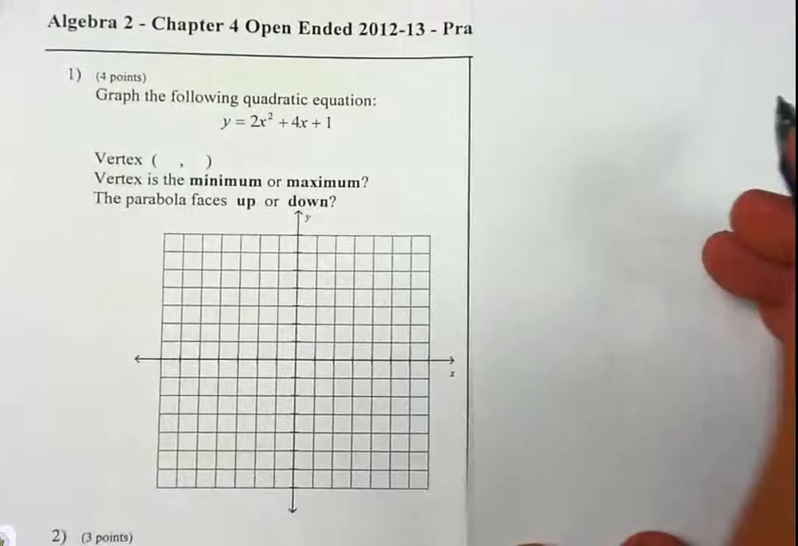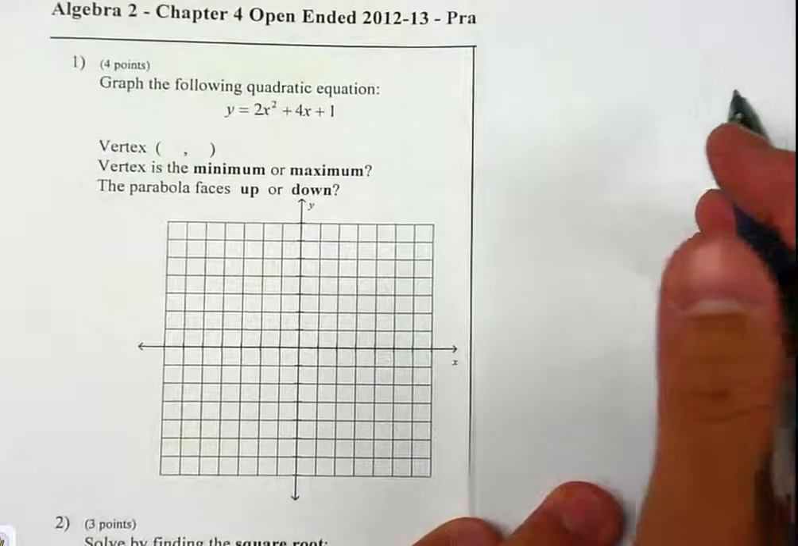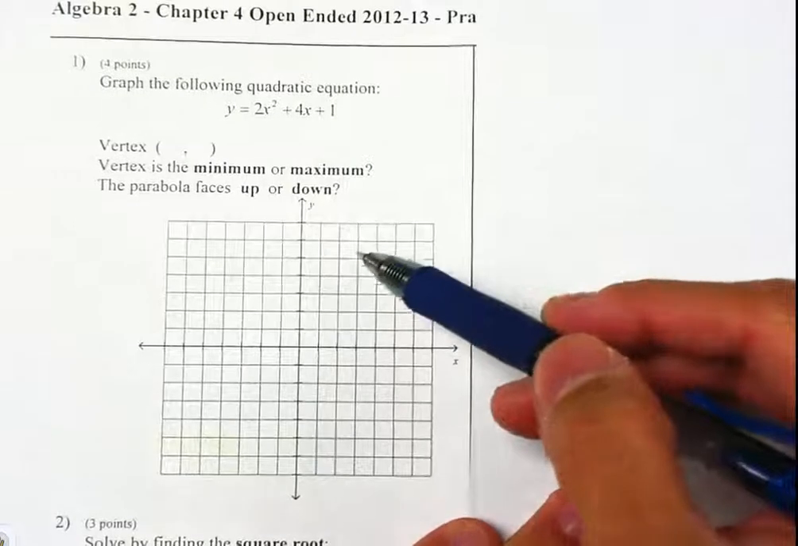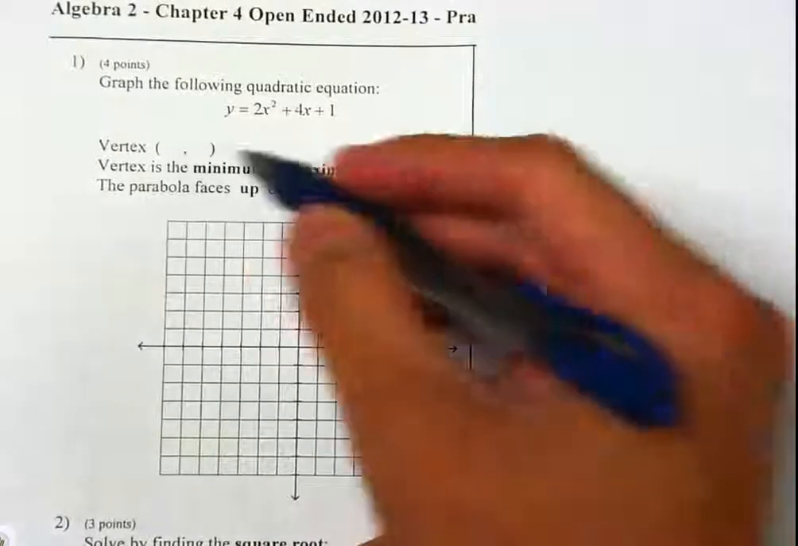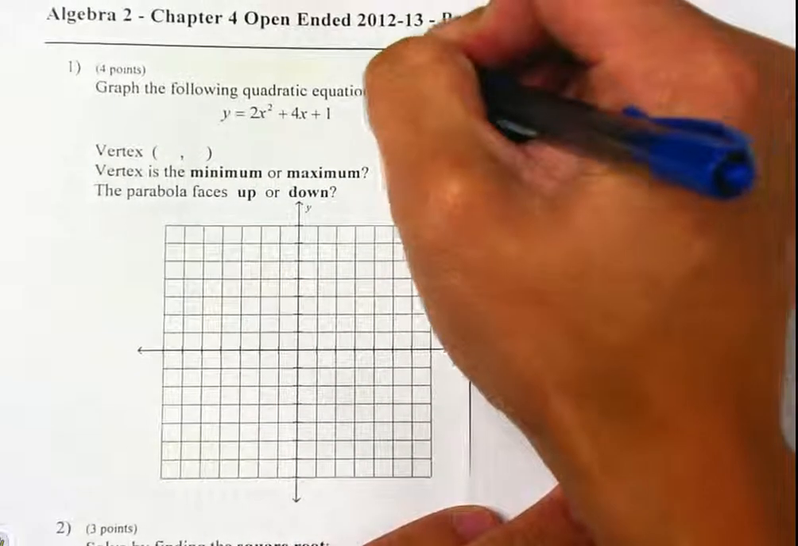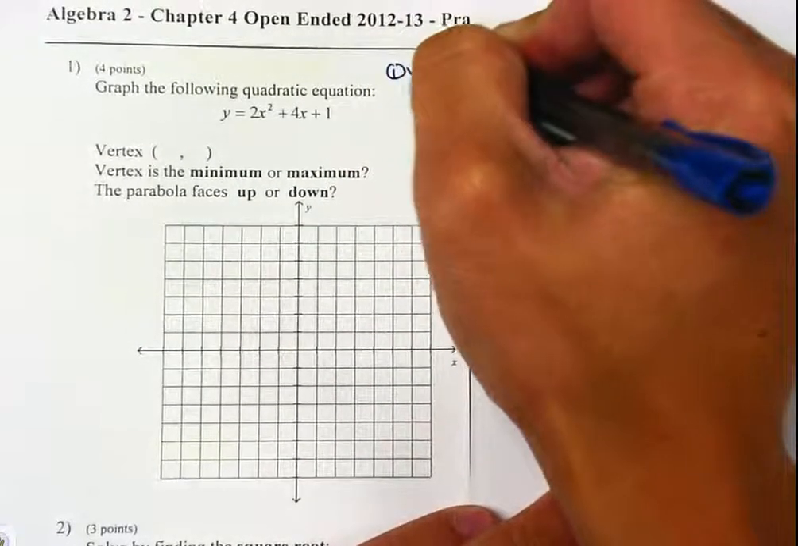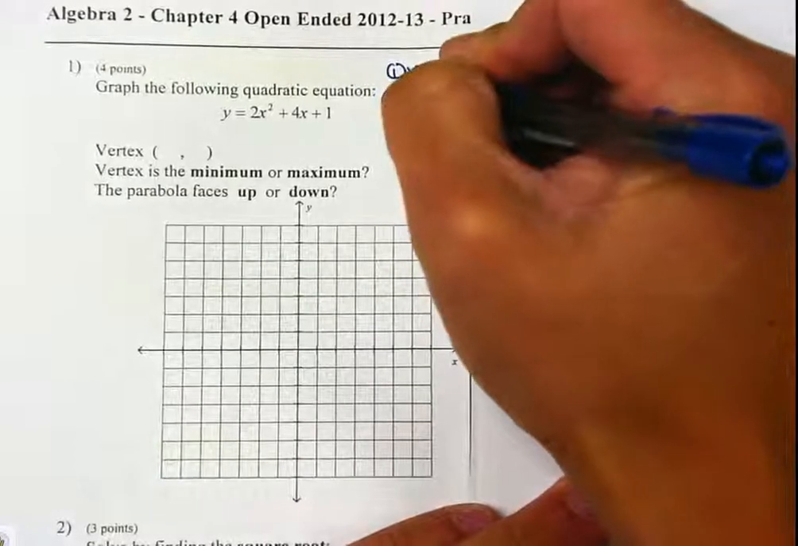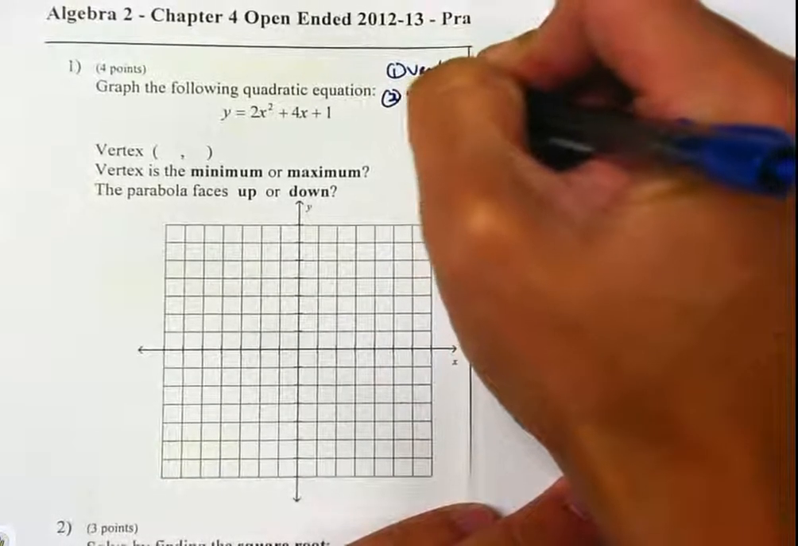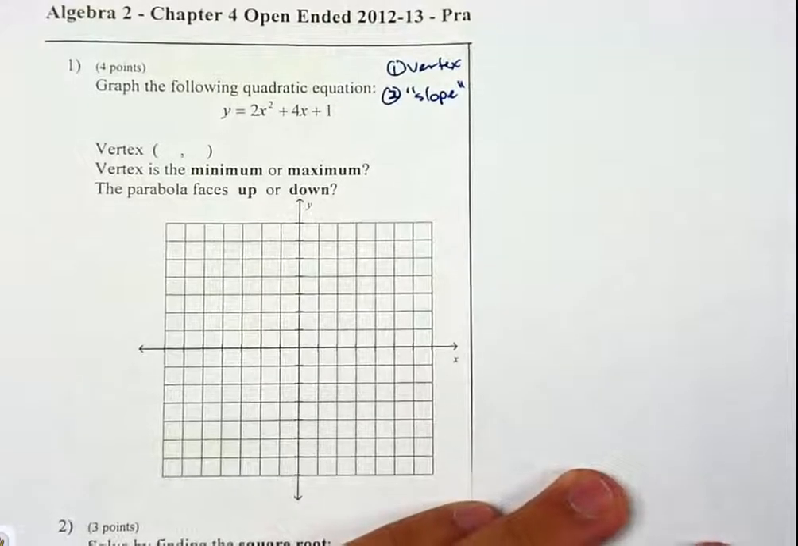Number one for the open-ended just wants us to graph this and then answer these three parts, so it's worth 4 points. So first, what we always need is the vertex when we're graphing. And second, what we need is to use the not really slope, but it works almost like a slope.